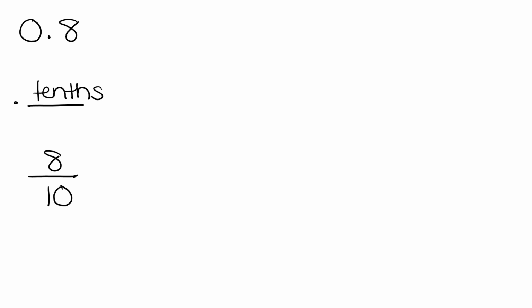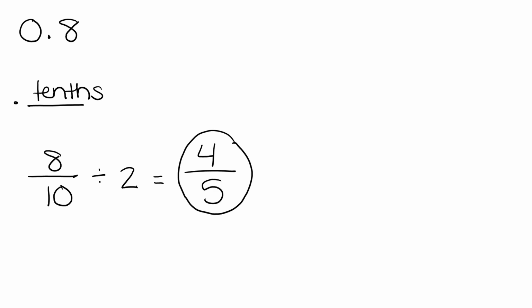For our next problem, number 5, we have the decimal point 0.8. The first decimal place is known as the tenths place. So when we write our fraction, we write it as 8 over 10 because that's our place value. In order to simplify the fraction, we divide both the numerator and the denominator by 2. 8 divided by 2 is going to give us 4. 10 divided by 2 is going to give us 5. 4/5 is our final simplified fraction.